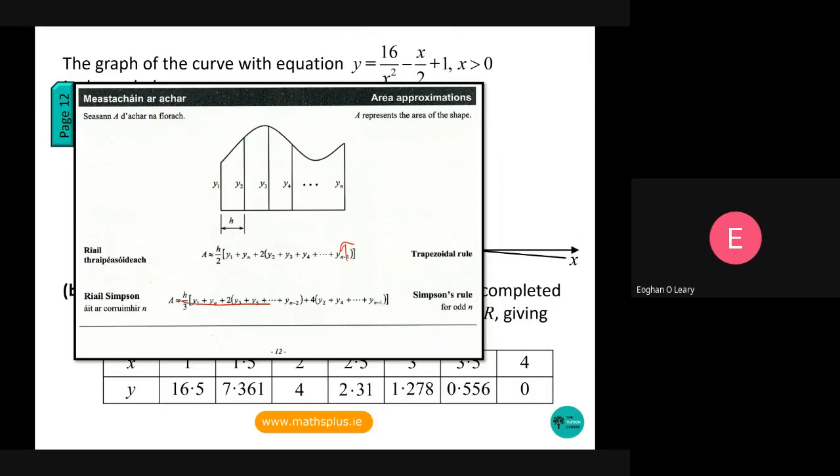You can see in the formula that you're adding together the sum of all the remaining heights and multiplying it by 2, because you've already put in your first height y1 and your last height yn.